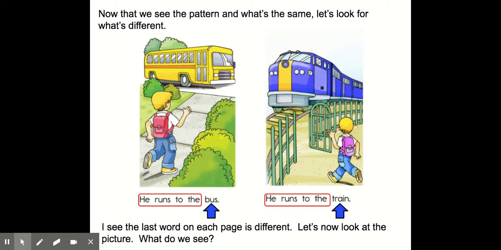What do we see? Well, on the first page, I see a picture of a bus. Well, let me look at that word again. Bus starts with B. It says bu. Most likely that word is bus. He runs to the bus. Let's look at the second page. What do I see in the picture? I see a train. Well, let's look at the word. It also starts with that t sound. He runs to the train.